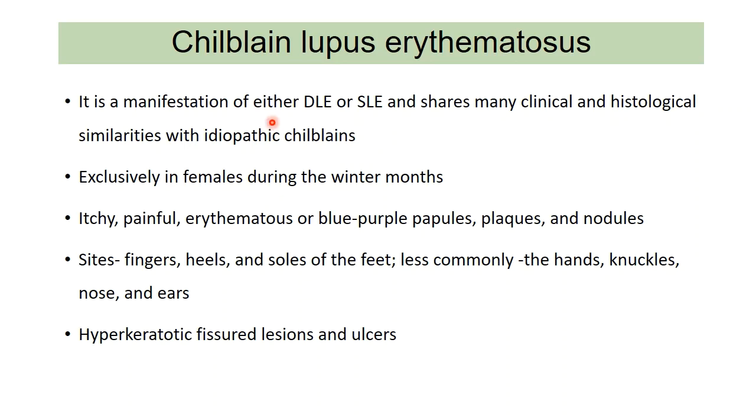The next entity is chilblain lupus erythematosus. It is a manifestation of either discoid lupus erythematosus or systemic lupus erythematosus, and it shares many clinical and histological similarities with idiopathic chilblains. It is seen exclusively in females during winter months. It presents as itchy, painful, erythematous or blue-purple papules, plaques, or nodules. It usually involves the fingers, heels, and soles of the feet. Hyperkeratotic fissured lesions and ulcers can be seen.